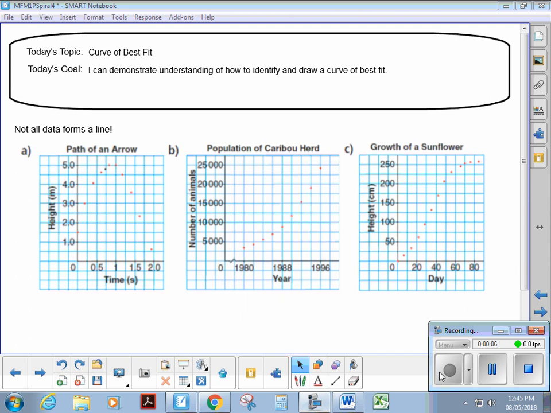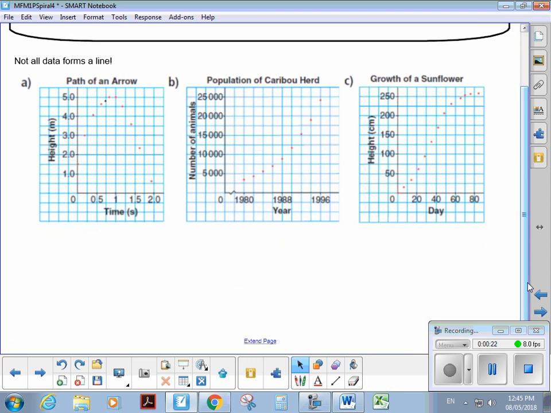Today's topic is specifically curve of best fit. We talked a little bit about this in lesson 1. This one's dedicated to curve of best fit, and what we want to do is be able to identify and draw a proper curve of best fit. So just a bunch of examples that we can go through here.